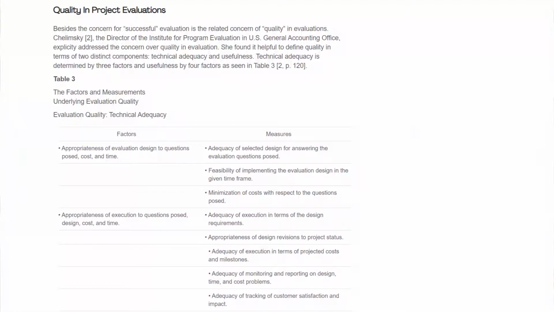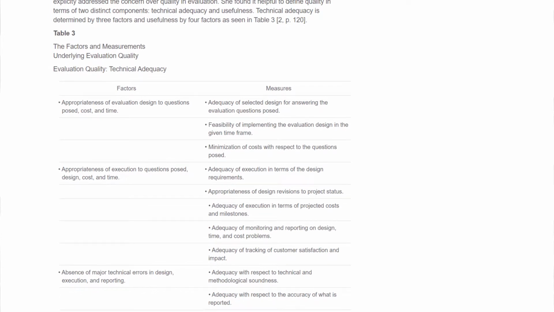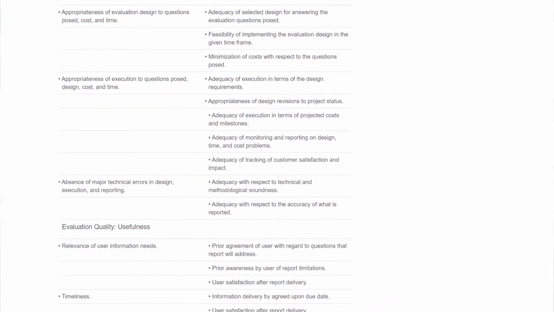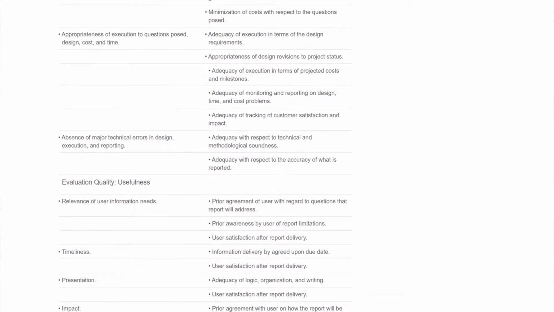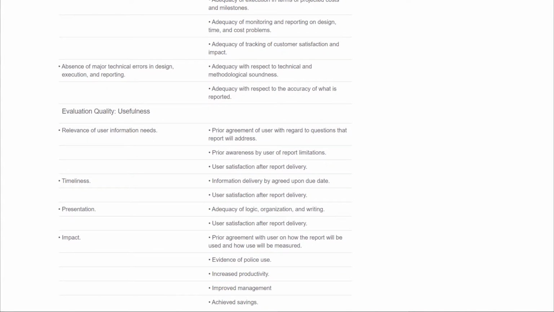We surfed through the internet looking for a way to evaluate a project and found cmi.org. Especially in table 3, there are the factors and measurements underlying evaluation quality. The first evaluation quality is technical adequacy, and the second one is usefulness. That's how we found out how to evaluate a general project.